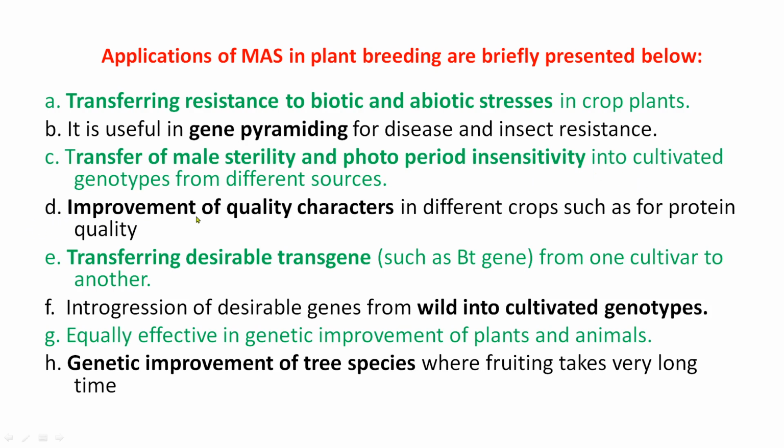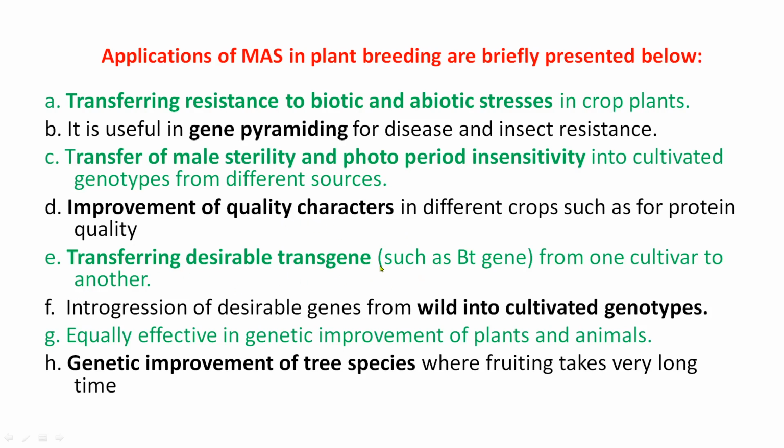And next one is improvement of quality characters. Say for example protein content and reduction of toxic substances, and so on. Quality character is also conferred by oligogenic characters, so it is not an issue. Marker-assisted selection can easily transfer such a trait.